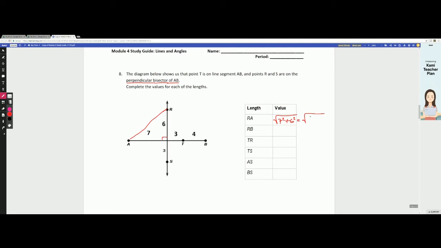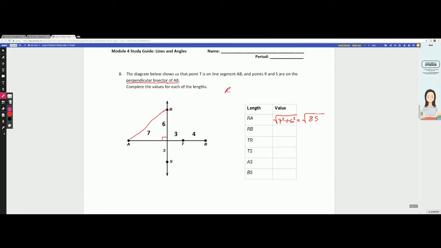So that gives you 49 plus 36, 85. I'm doing quick math in my head. See, that's 49, 9 plus that, 85, there we go. So the square root of 85. Okay, so that's what you should have gotten. And remember, I'm using Pythagorean here, okay?